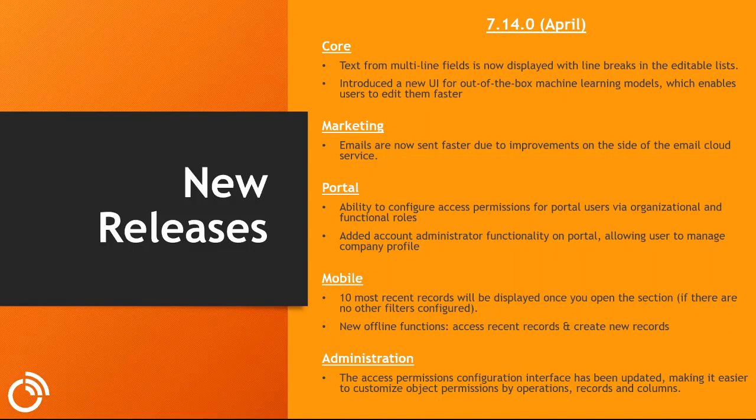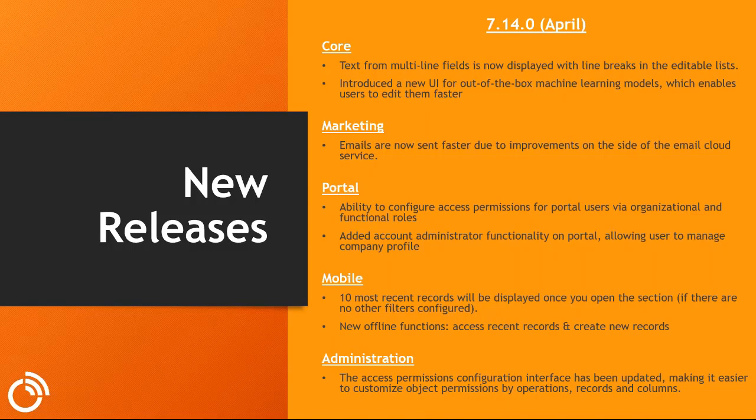In the marketing product, there were some improvements on the cloud email service that will make emails send faster. The portal has gotten some changes around how you can configure access permissions. So you can set up different types of portal users now. This is for the customer portal or partner portal function if you're using that. You can have different portal user roles, and there's also the ability to allow customers or partners to have a portal administrator who can then configure certain things for their other portal users from their company.